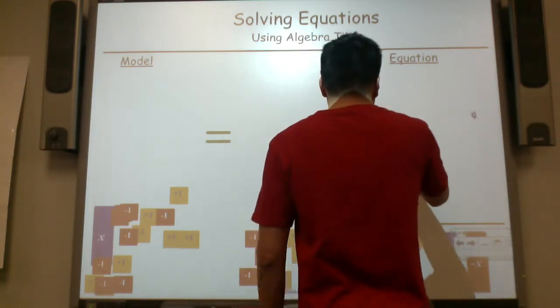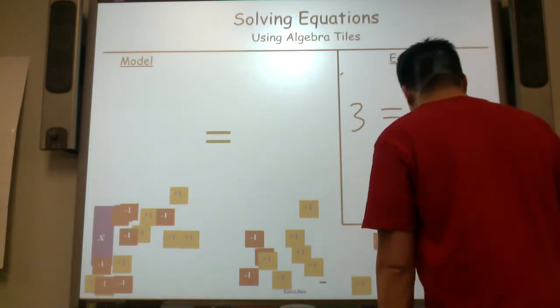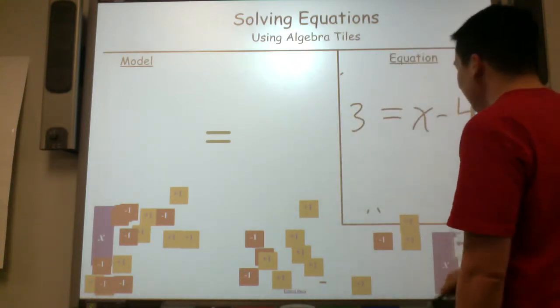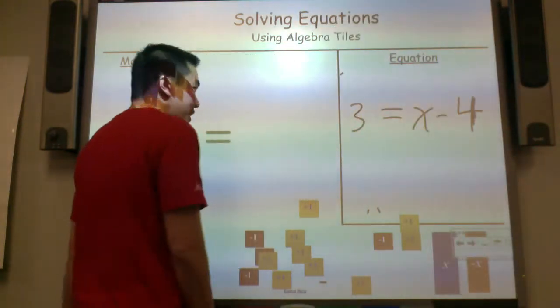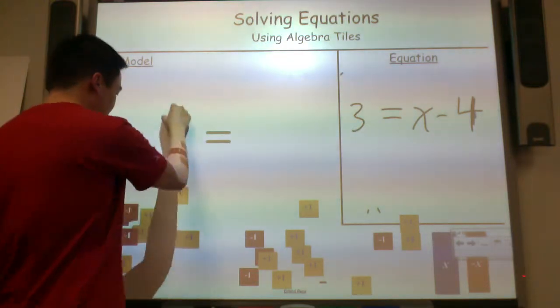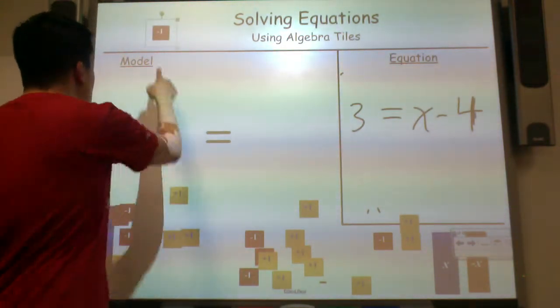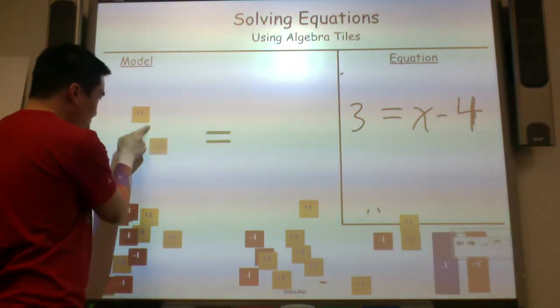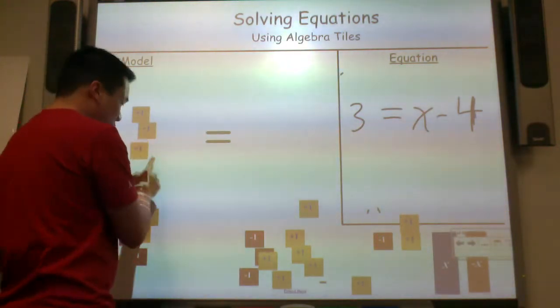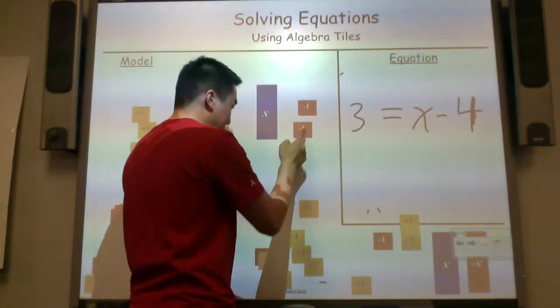I don't like drawing these. 3 is equal to x minus 4. So what will x equal? So let me think. I have 3 positives. So positive 3 equals x, and we have minus 4 or negative 4.